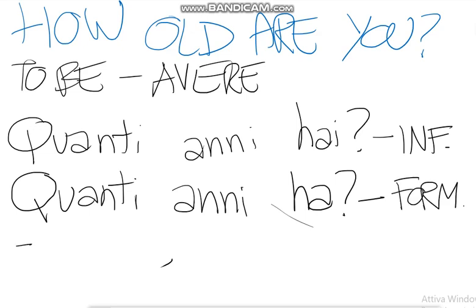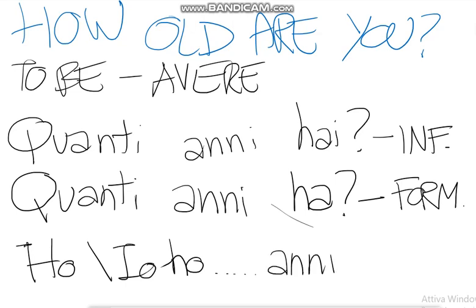And you respond with ho, or io ho. The subject is not necessary, but if you want to say it, you can. Then you say the number, and then the word anni, which means years. So literally it's I have years. For example, if you want to say I am 16, you say ho 16 anni. Ho 16 anni.